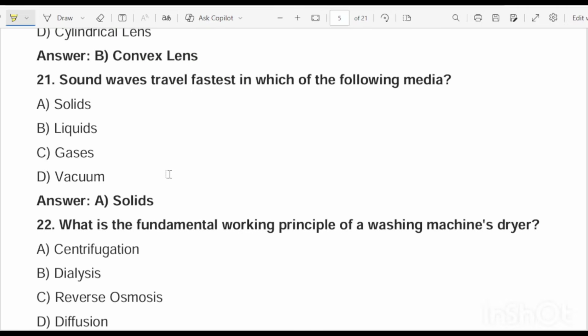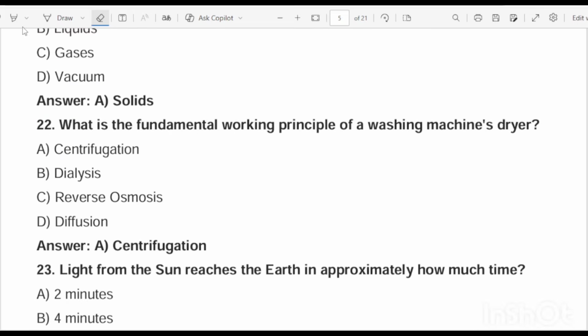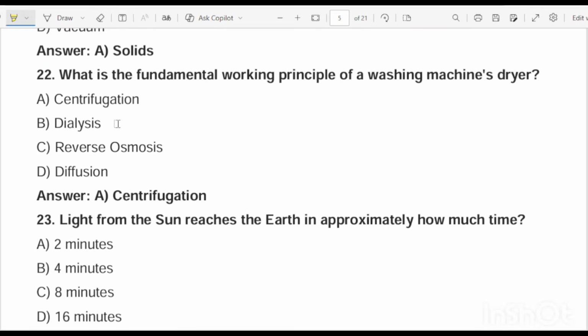Next question. Sound waves travel fastest in which of the following media? Correct option. Option A, solids. Next question. What is the fundamental working principle of a washing machine dryer? Correct option. Option A, centrifugation.